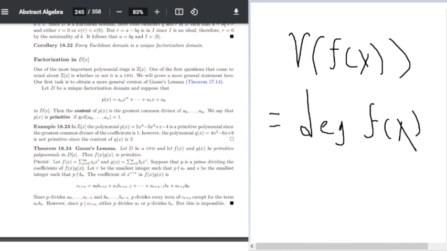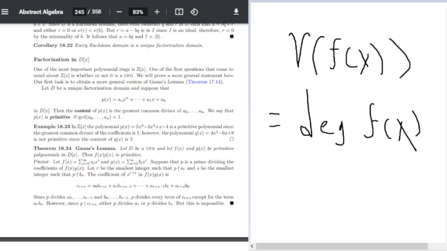So let D be a unique factorization domain, and suppose that p of x is equal to a_n x^n plus all the way on to plus a_1 x plus a_0 in D[x]. Then the content of p of x is the greatest common divisor of a_0 all the way to a_n. We say that p of x is primitive if the greatest common divisor of a_0 all the way to a_n is equal to 1.